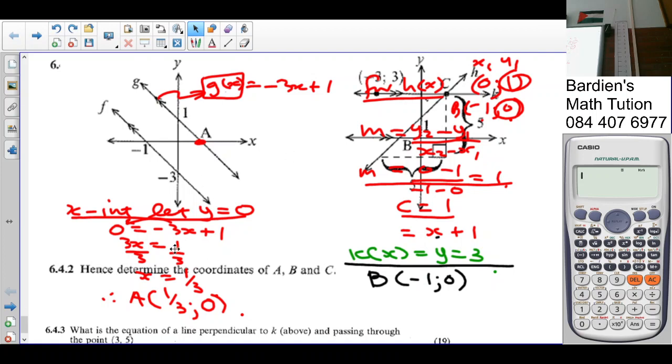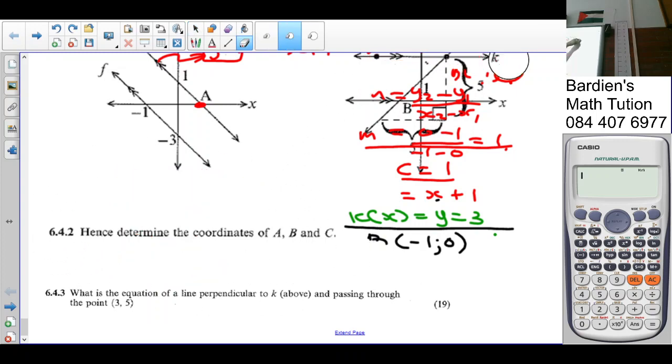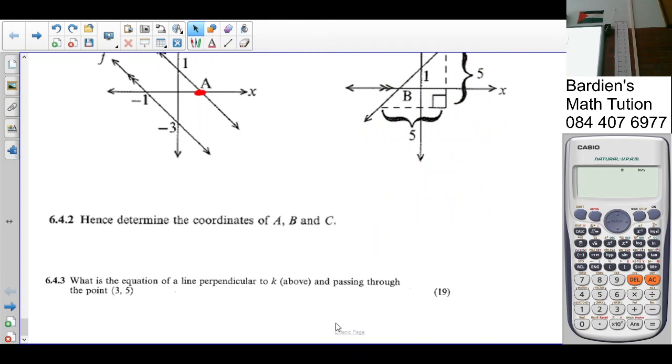The next question says, let me first take this off. Okay? This is the end of the page. See?